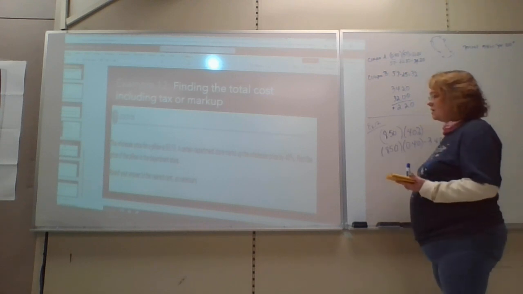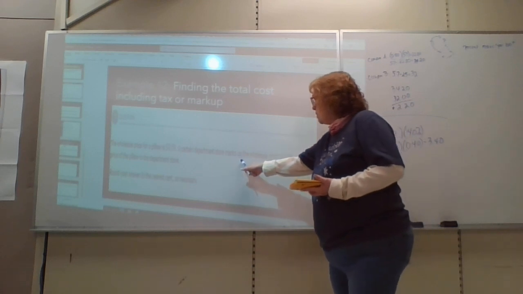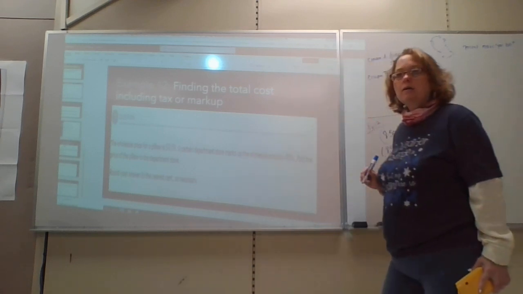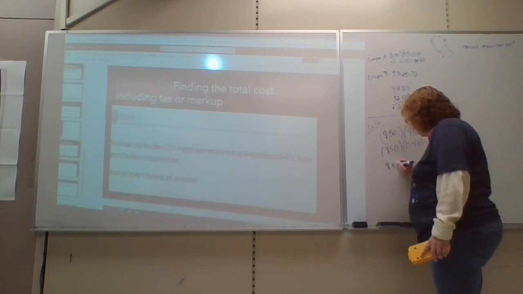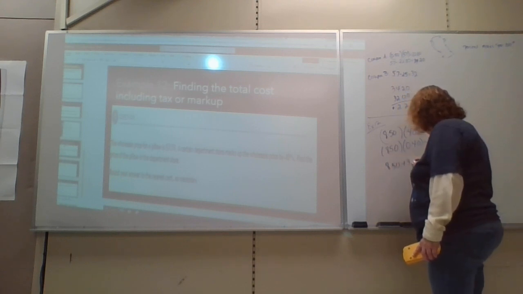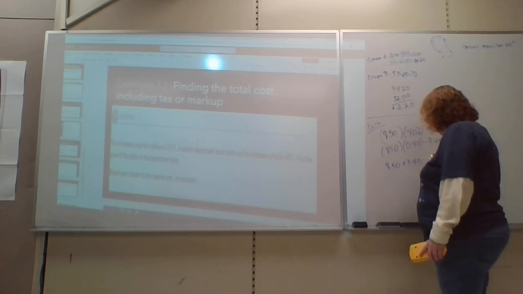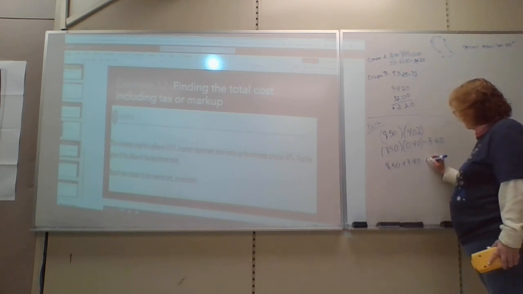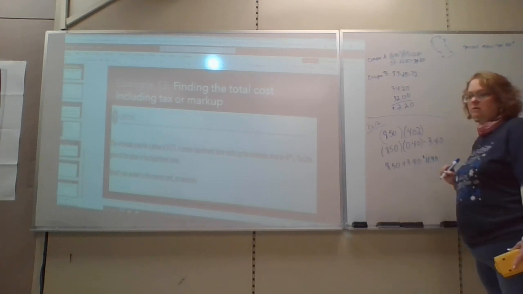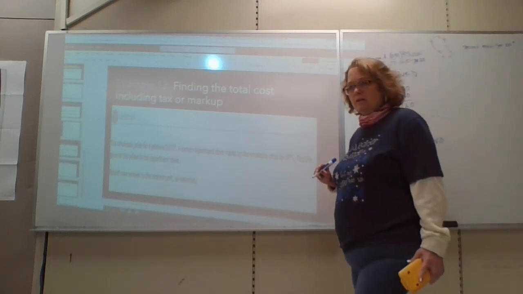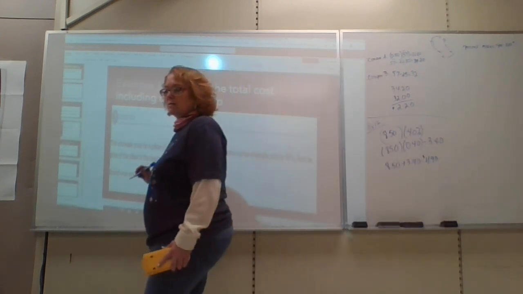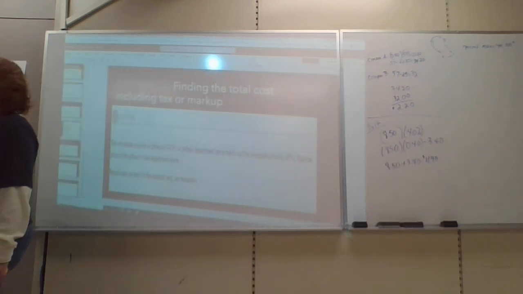Now you take that, because it's a markup, we add it back on. So it's $8.50 plus the $3.40, and it looks like it'd be $11.90 for that pillow. And the reason they do that is so they can make a profit, so they can buy more products and sell more.